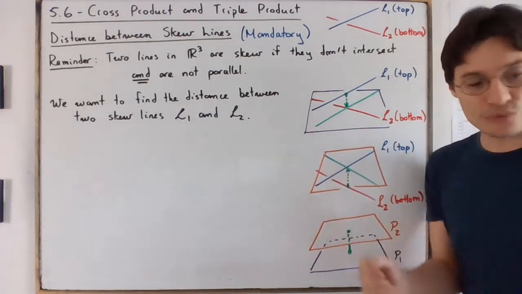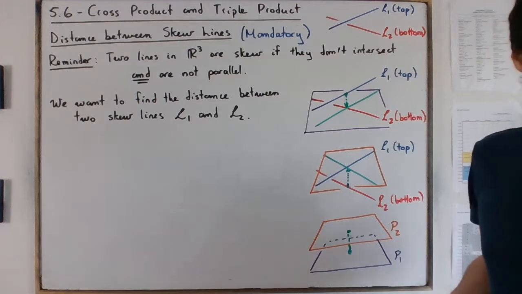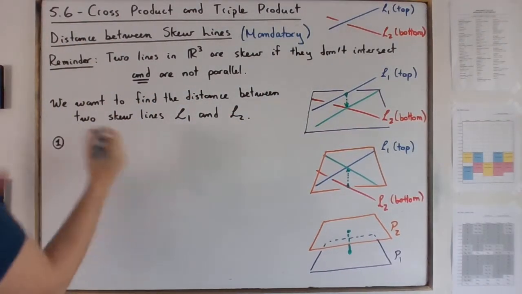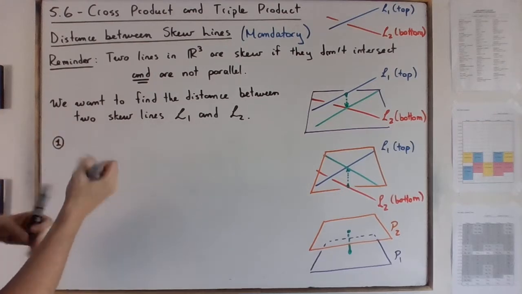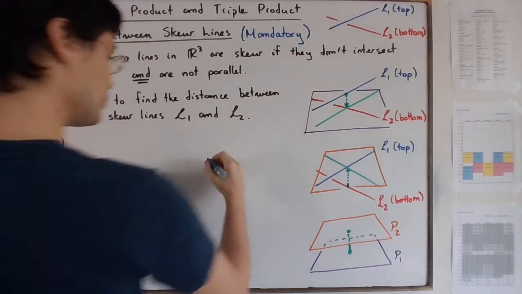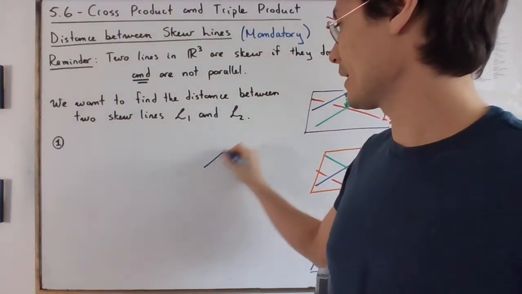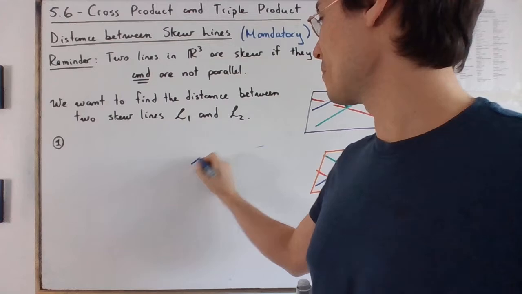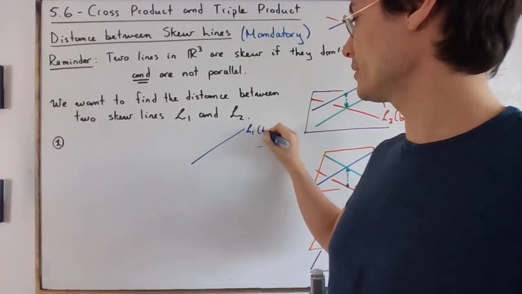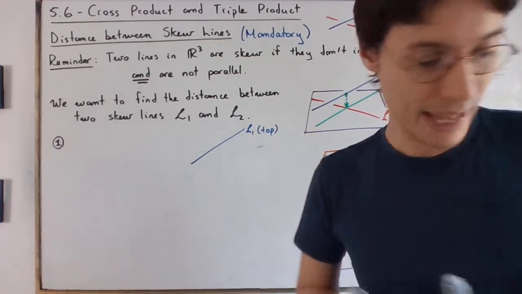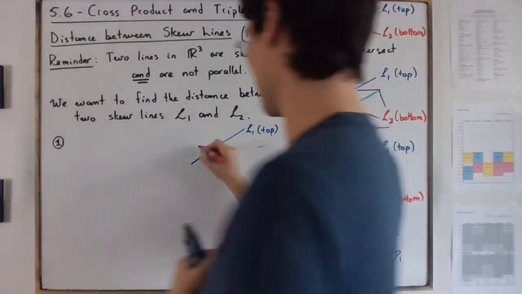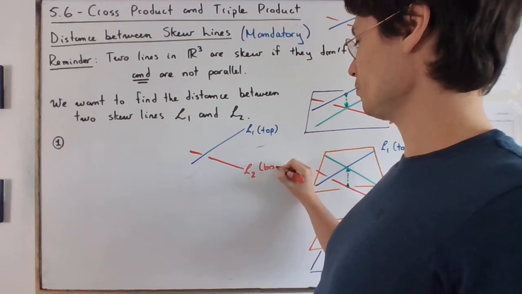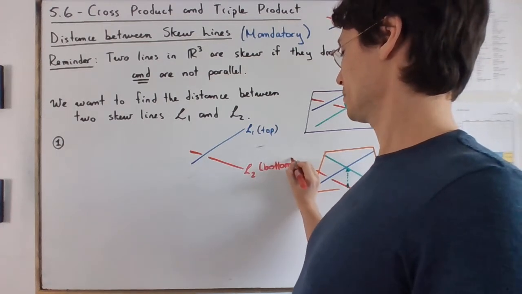Okay, so now let's write the step-by-step process. Let's perform another drawing, redoing pretty much the same drawing. This will be L1 at the top, and we will draw L2 at the bottom. L1 top, and L2 bottom.